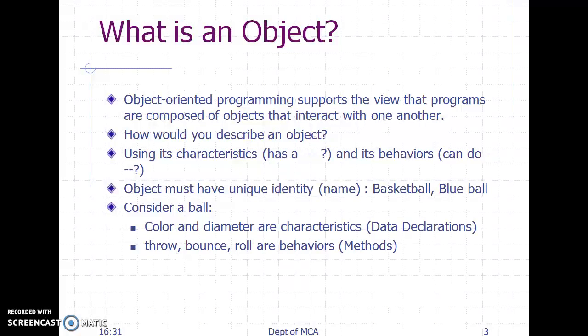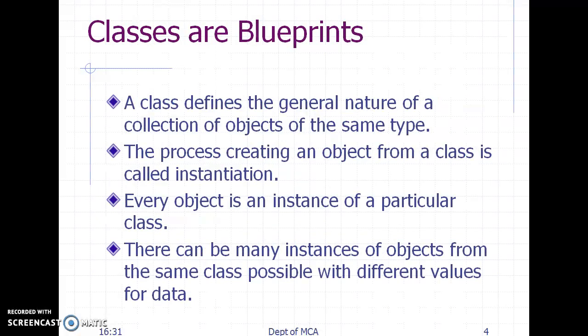Coming to the example, we consider a ball. The main characteristics of the ball are color and diameter, and for these we can go for a data declaration. Coming to the methods, which are called behaviors, as I said, we have throw, bounce, and roll, depending upon the characteristics and the ball types. We go for changing the methods of throw, bounce, roll, or all the behaviors.